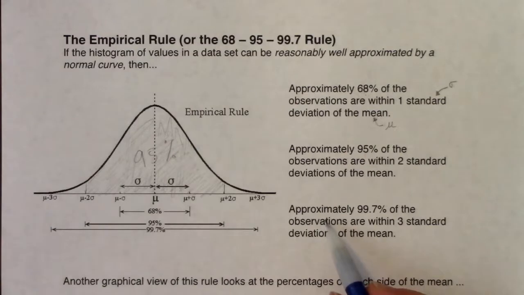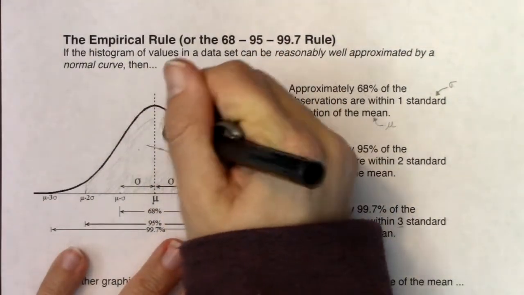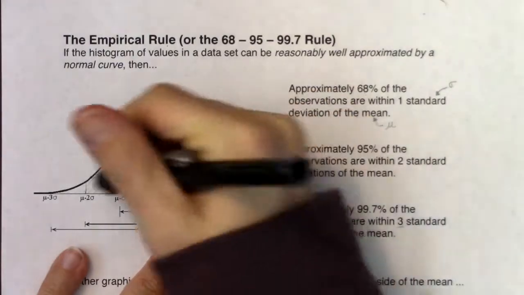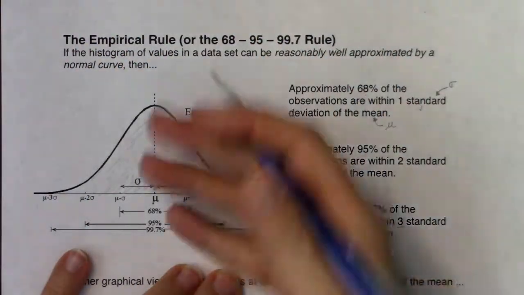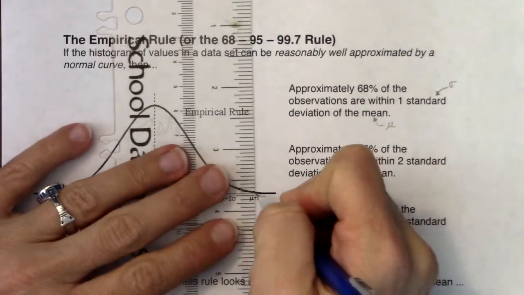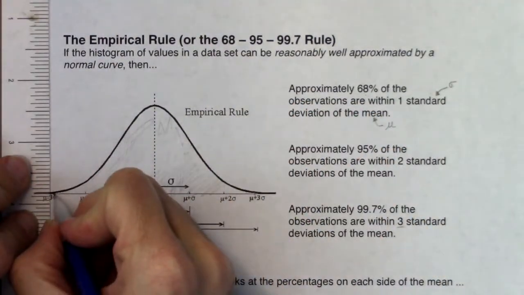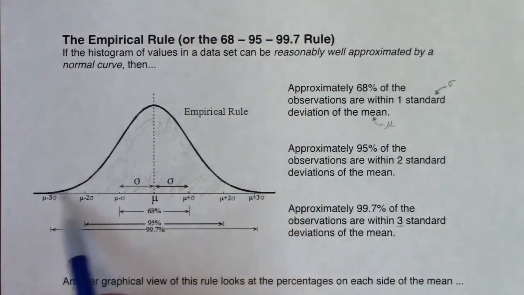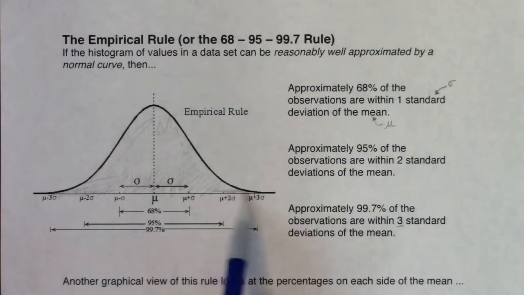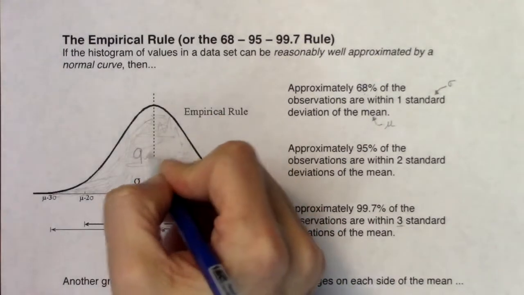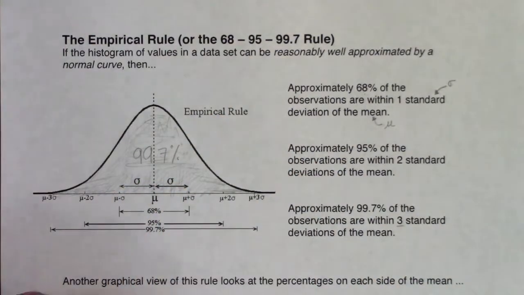And here's where the 99.7 comes in. Approximately 99.7% of the observations are within three standard deviations of the mean. So if I was to erase this 95%, and then change my bounds on my x-axis to go 3 up and 3 back, or 3 above the mean, 3 below the mean, you can see there's almost no area left. I'm shading almost every single part of the area under that curve, and what the empirical rule is saying is that 99.7% of observations fall within three standard deviations of the mean.